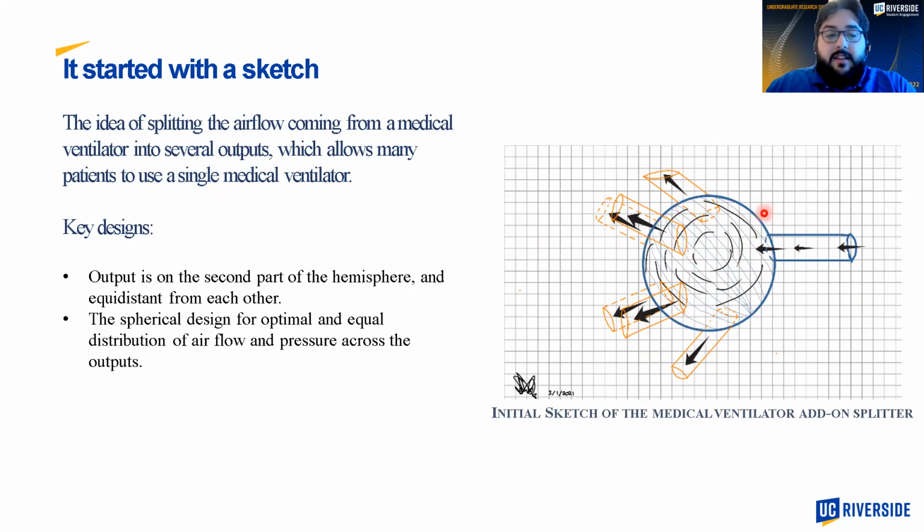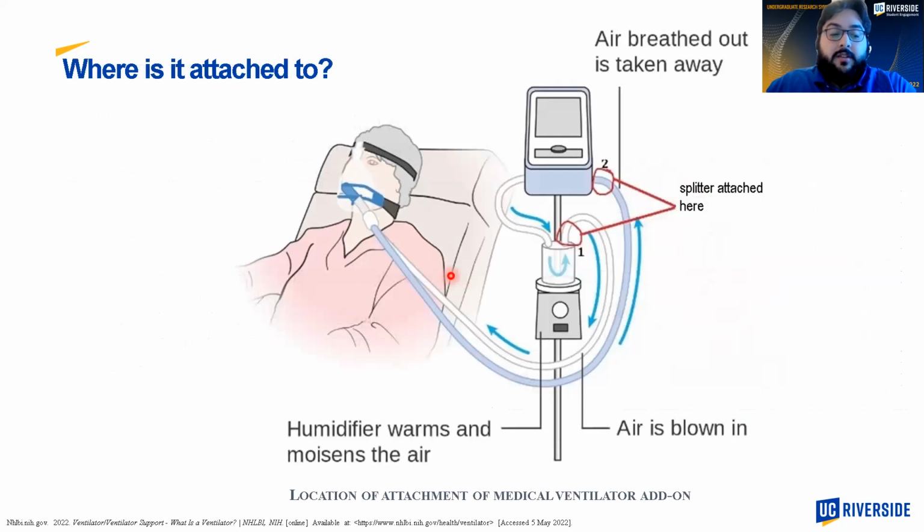As you can see here, the key design is that I used a spherical design for optimal equal distribution of airflow and pressure across the outputs. And I focused on making the outputs on the second part of the hemisphere and equidistant from each other for optimization. Where would I attach it? Well, it would be attached here, from the intake and the output of the machine, so it would intercept these positions in the machine.